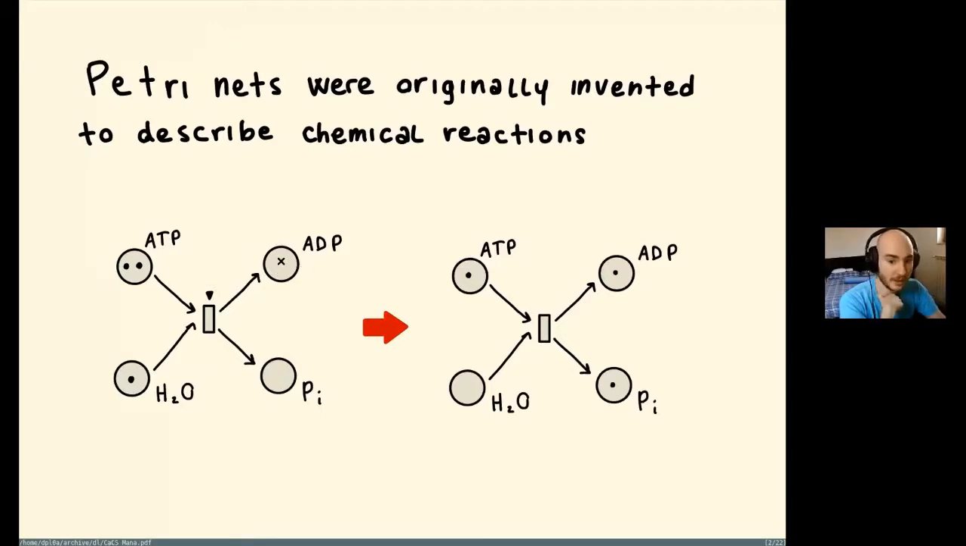These round things are called places and represent types of resources. And places can hold these dots, which are called tokens. And tokens just stand in for the amount of resources you have. So, for example, this ATP place has 2 tokens inside it. So we know that we have 2 molecules of ATP. And these square thingies are called transitions and represent processes that consume tokens and produce other tokens.